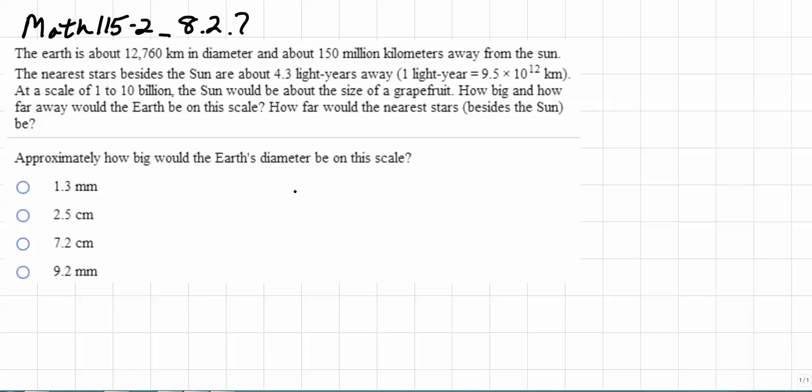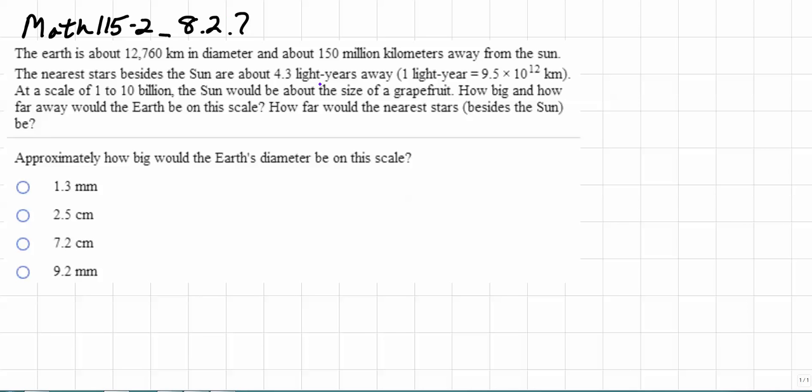The Earth is about 12,760 kilometers in diameter and about 150 million kilometers away from the Sun. The nearest stars besides the Sun are about 4.3 light years away. 1 light year equals 9.5 times 10 to the 12th kilometers. At a scale of 1 to 10 billion, the Sun would be about the size of a grapefruit. How big and how far away would the Earth be on this scale? How far would the nearest stars besides the Sun be?